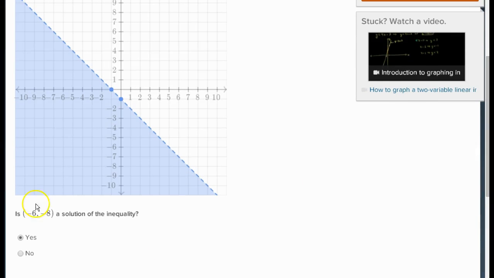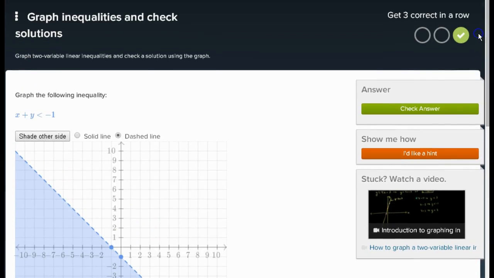And then below, it's going to ask you, well, is this going to be a solution or not? -6, -8. And this one's on the graph. It's in the shaded area, so the answer is going to be yes. Okay. So that's how your homework's going to go.